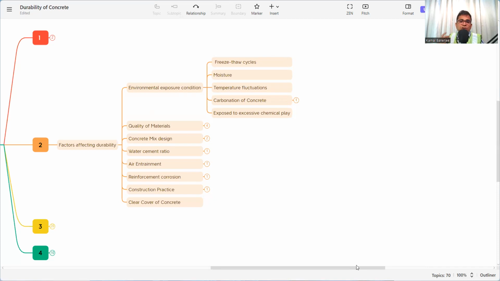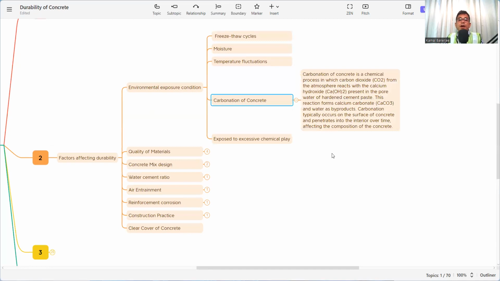Then carbonation of concrete. What is carbonation of concrete? That is a very important part. It is another subject, but it also affects the concrete. Carbonation of concrete is a chemical process in which carbon dioxide, CO2, from the atmosphere reacts with the calcium hydroxide present in the pore water of the hardened cement paste. This reaction forms calcium carbonate and water as byproducts.